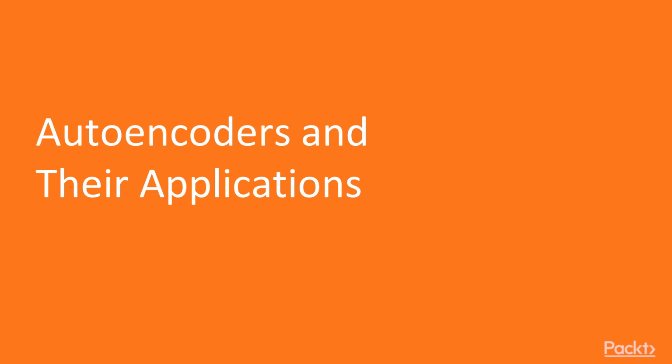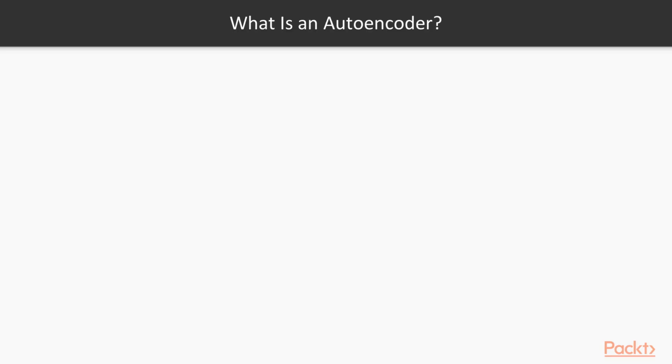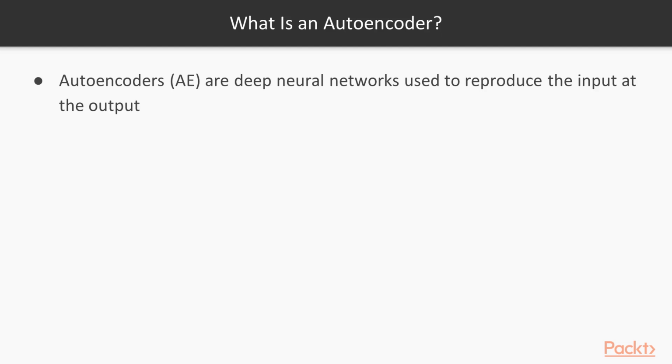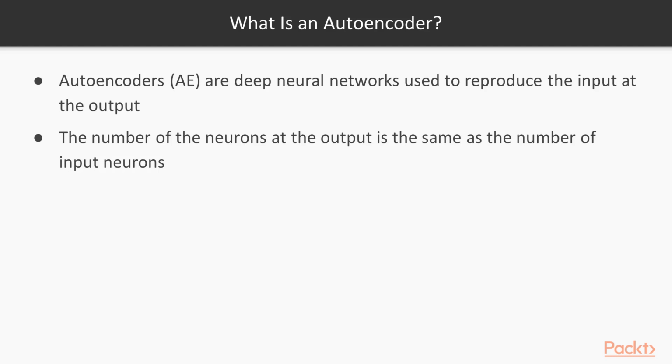In this video, we are going to explain what autoencoders are and how they really work. We are also going to explain about different types of autoencoders. So let's explore more about autoencoders. What is an autoencoder? Autoencoders are deep neural networks used to reproduce the input at the output. Thus, the number of the outputs must be the same as the number of the inputs.